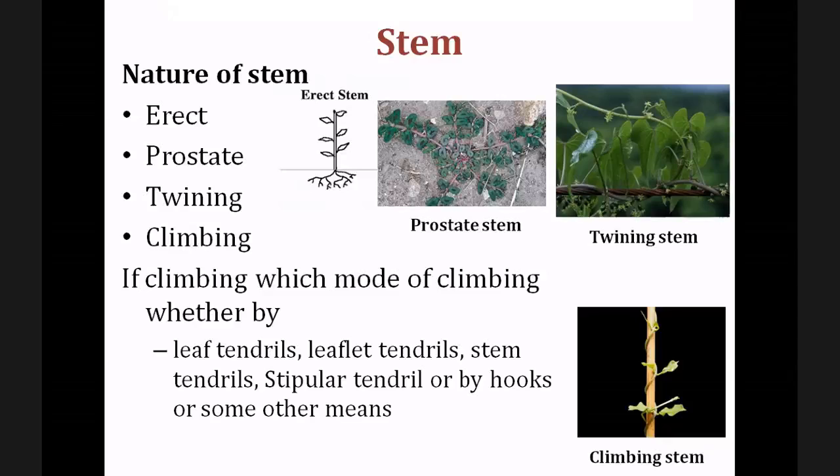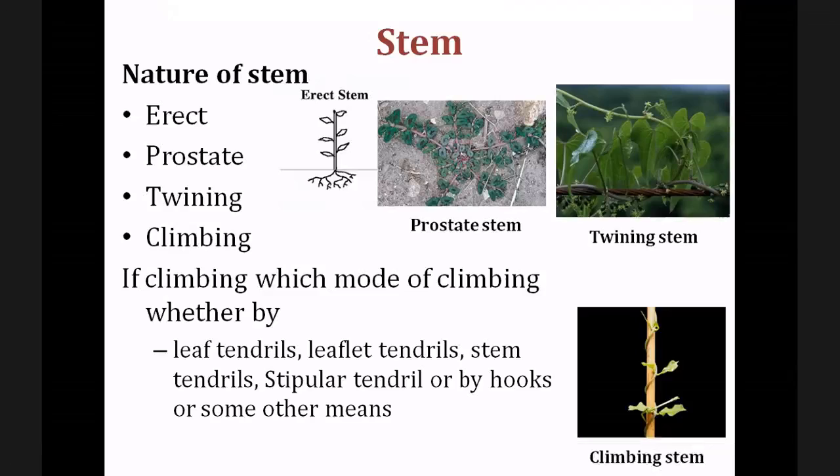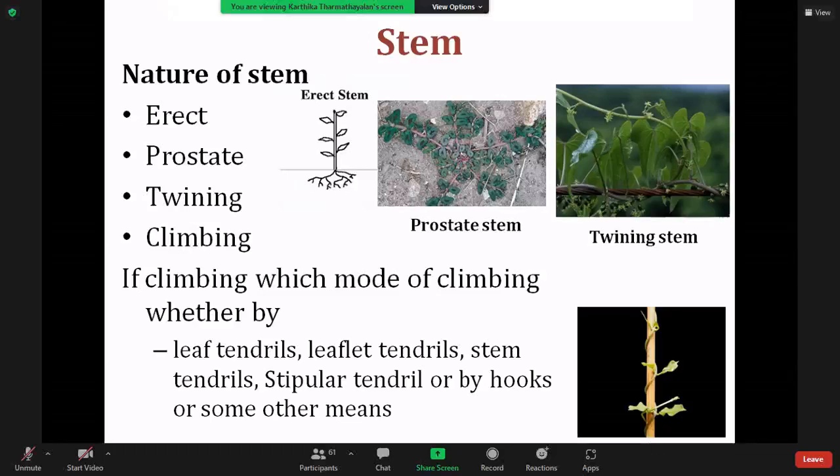The climbing stem and the twining stem are somewhat the same, but in the twining stem they twist their stem and climb for height. But in the climbing stem they use some structures, like adventitious roots or tendrils or spines. They can climb by the support.